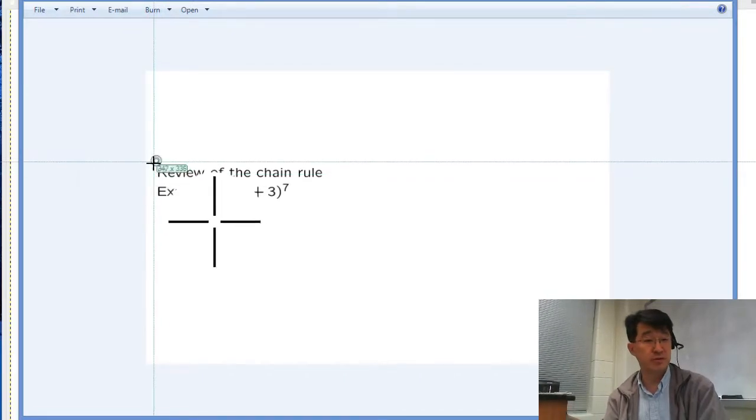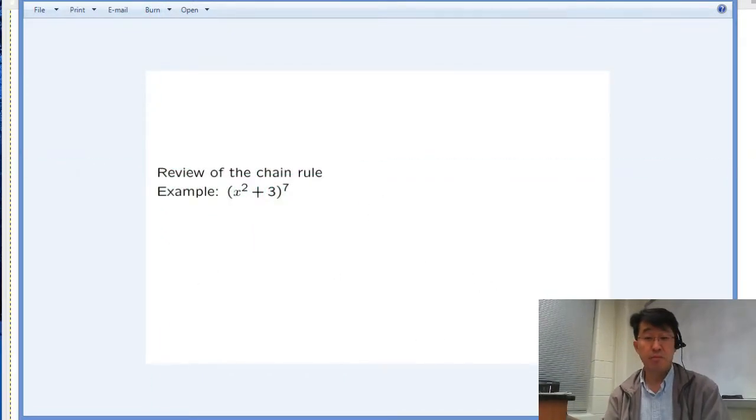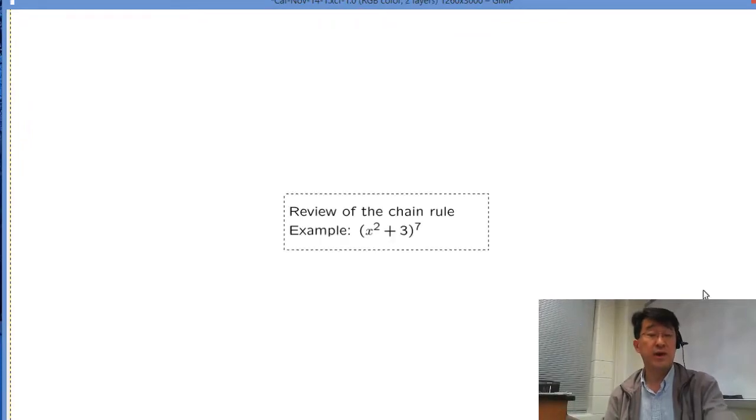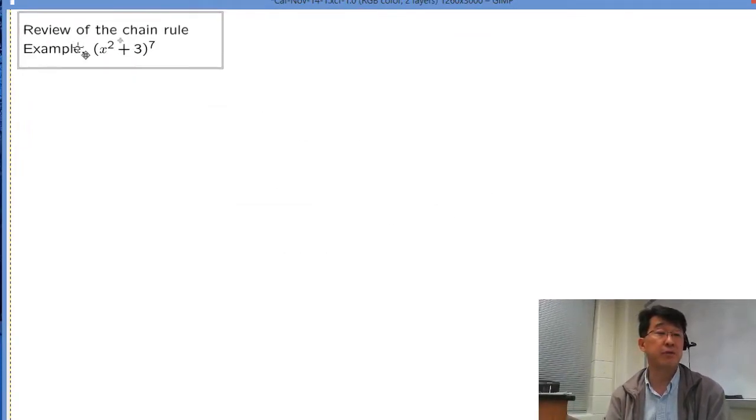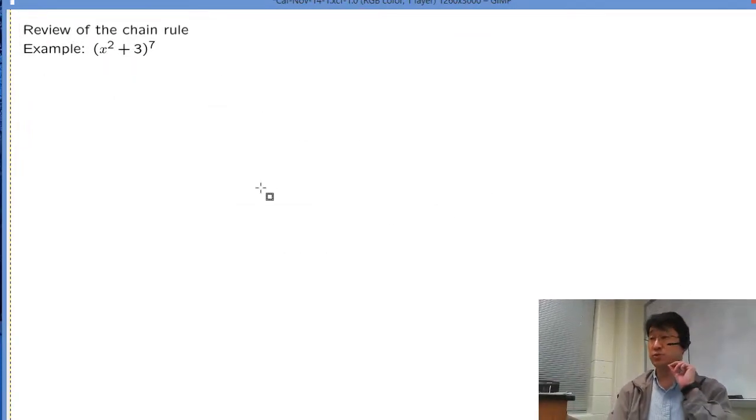So, a review of the chain rule. Now, many of you can do this without going through u substitution, but I really encourage you to do the chain rule with u substitution here so that you can understand this reverse process clearly.